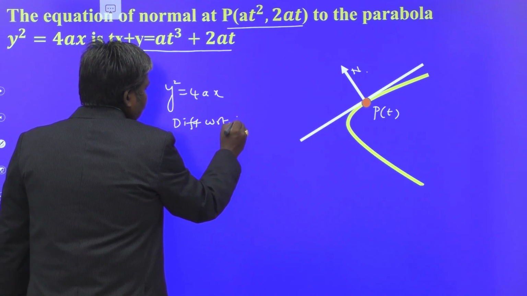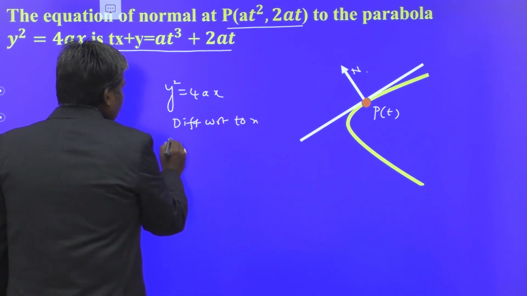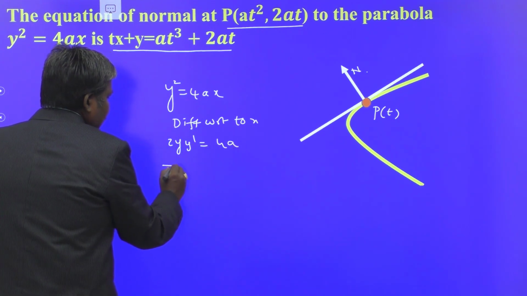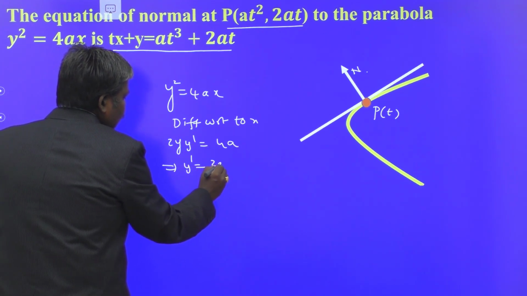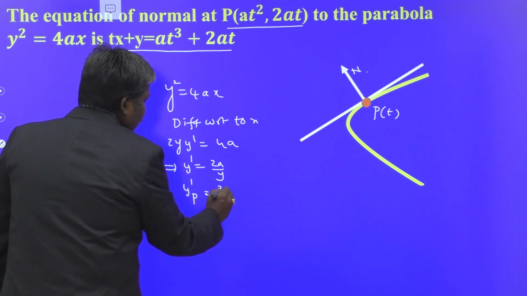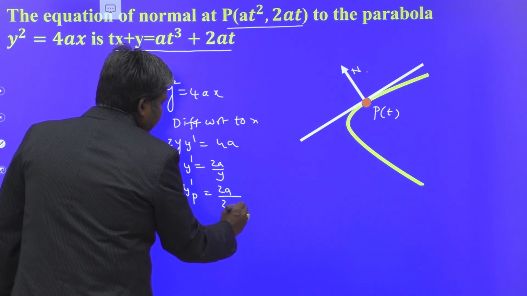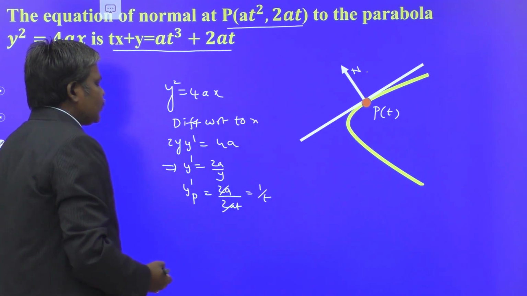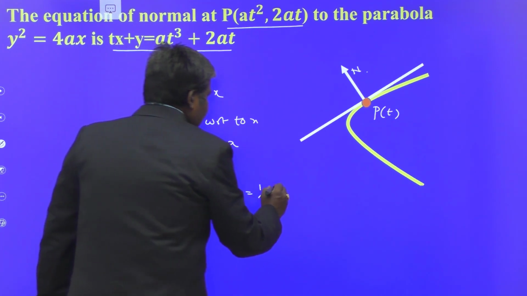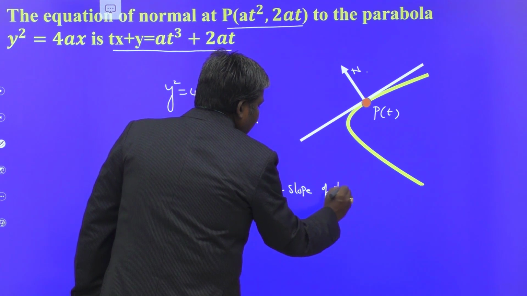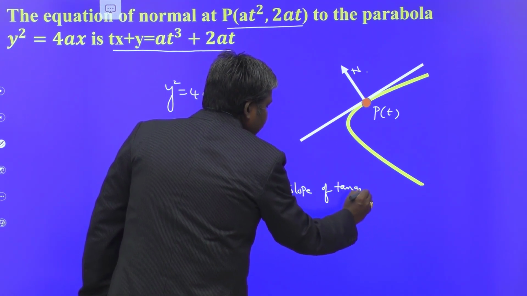Differentiate with respect to x. 2yy' = 4a implies y' = 2a/y. y' at P is equal to 2a/2at, that is 1/t, since the point is (at², 2at). This is the slope of the tangent at P. Already we know this one.